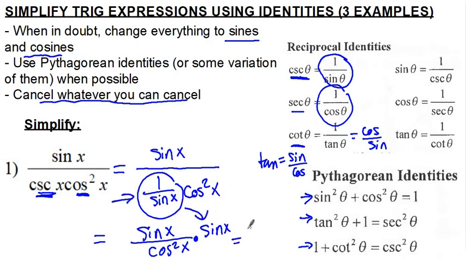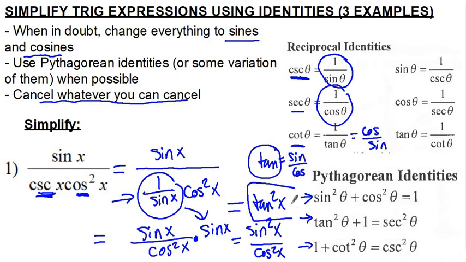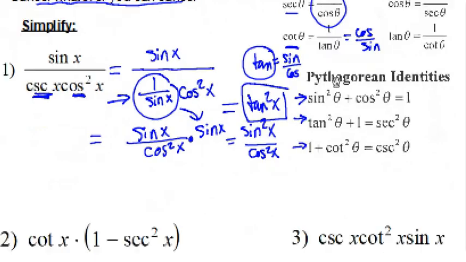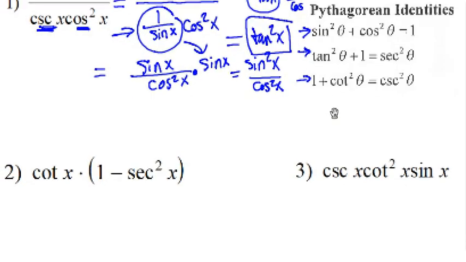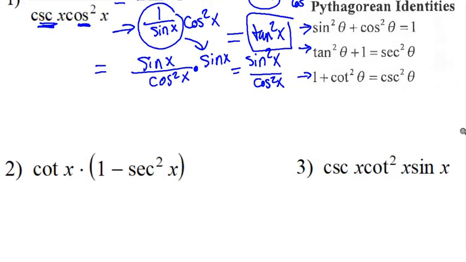Now sine times sine is sine squared over cosine squared. What's another name for sine over cosine? That's another name for tangent. So sine squared over cosine squared would be equal to tangent squared. And that's as much as we can simplify. Usually when you're asked to simplify something, it means get it down to the point where there's just one term in it, like just tan squared, which is what we have right there. So I encourage you to pause it and see if you can simplify these other two, numbers 2 and 3.